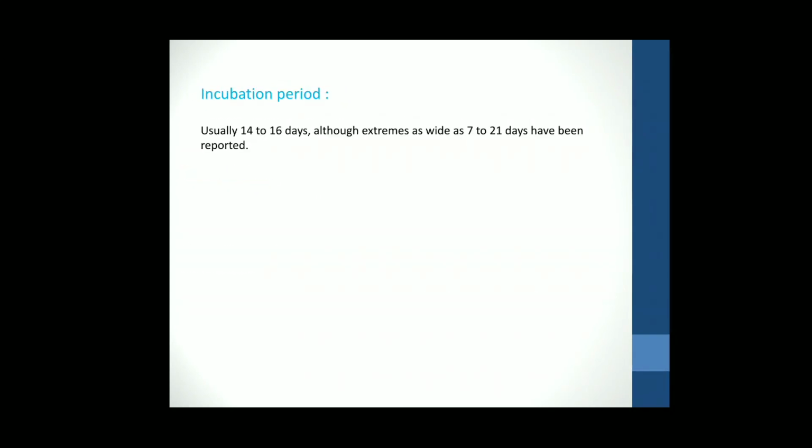Coming to the incubation period. In earlier classes I have said the incubation period is the amount of time taken by the organism that has entered our body to mature, to develop and to show its signs and symptoms. So coming back to chickenpox, what is the usual incubation period? It is 14 to 16 days, although extremes as wide as 7 to 21 days have been reported. Generally they will say 14 to 16 days, but 7 days is enough to show the initial symptoms. It can be 7 days or it can be 21 days.